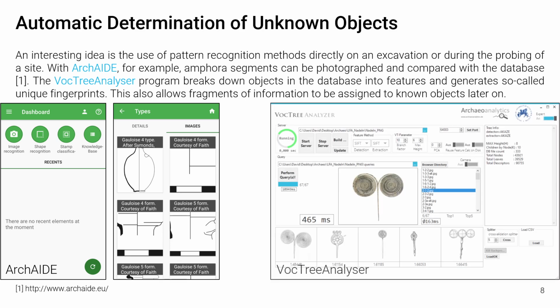A similar idea is being followed by the University of Applied Sciences Dresden in cooperation with the German Archaeological Institute and the State Office for Archaeology in Saxony with the VOC tree analyzer software. It breaks down objects in the database into features and generates so-called unique fingerprints. This can later also be used to assign fragments of the learned information to known objects. The database currently focuses on the classification of medieval needles, which were provided for this purpose by the State Office for Archaeology in Saxony.